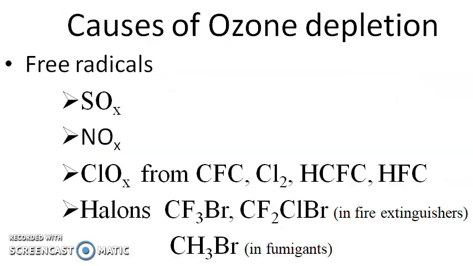Now, how does ozone get depleted, or what is ozone depletion? When the thickness of the ozone layer decreases from 300 Dobson unit to below 150 Dobson unit, then we say an ozone hole has been formed, created. So ozone hole doesn't mean that a big hole is formed in the ozone layer.